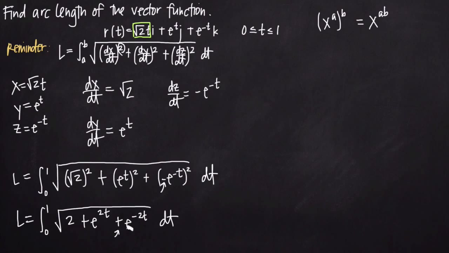Now, how are we going to simplify this? Well, this is a little bit tricky. Sometimes you can factor what's underneath your square root sign into a perfect square, and then it's easy to take the square root.